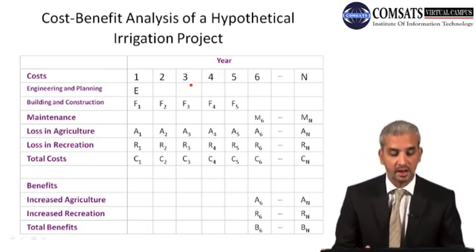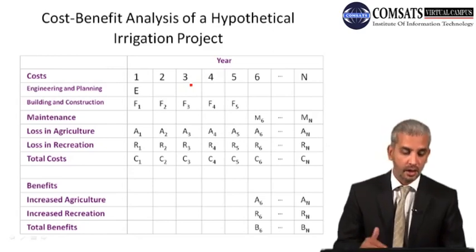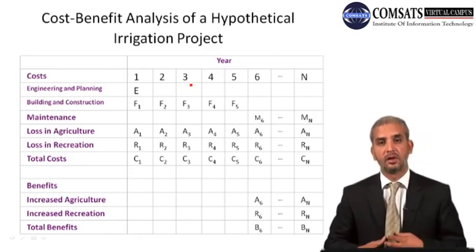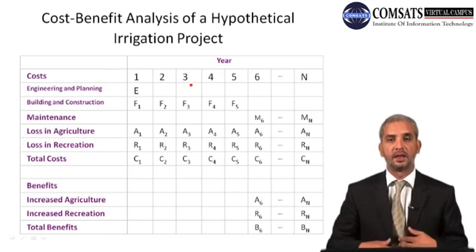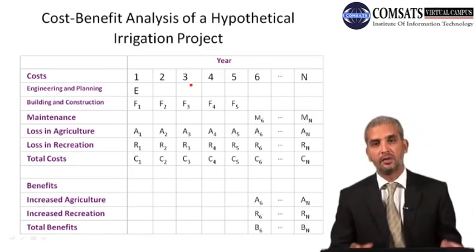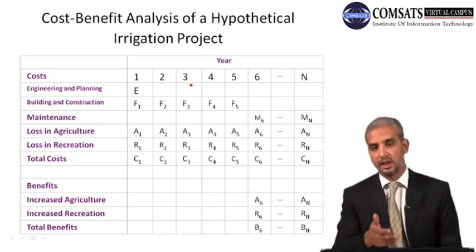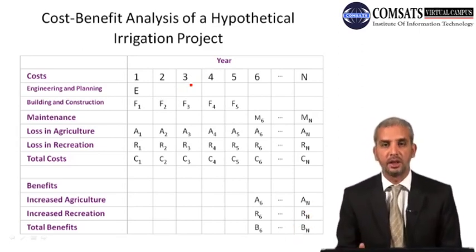Then loss in agriculture, loss in recreation, and all the total cost. Loss in agriculture might be because, as I discussed in terms of indirect cost, you procure land for that, and that land could have been used for agriculture crops, and there is an opportunity cost to that also. So that needs to be included through the life of the project, maybe 10 years or 20 years.